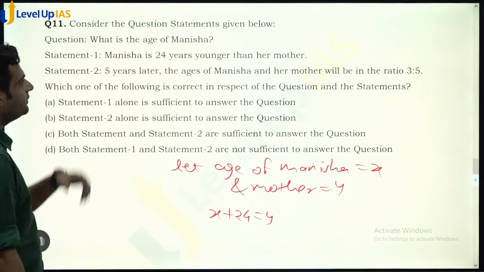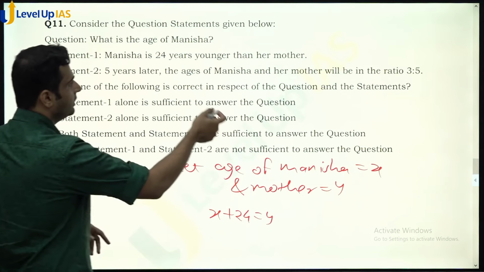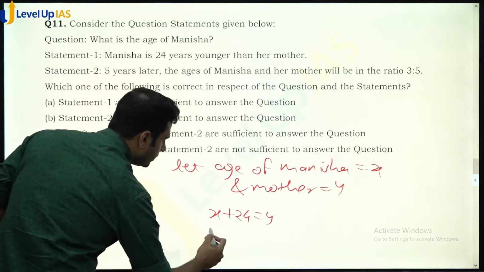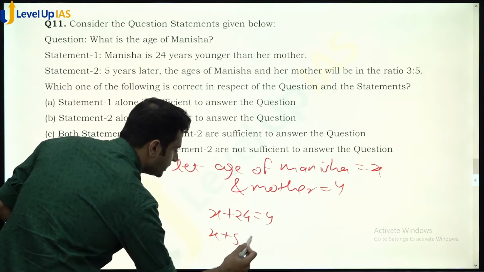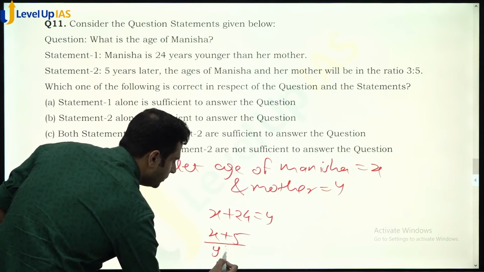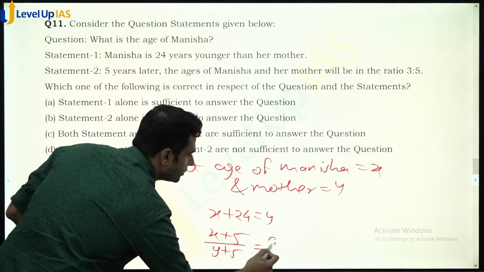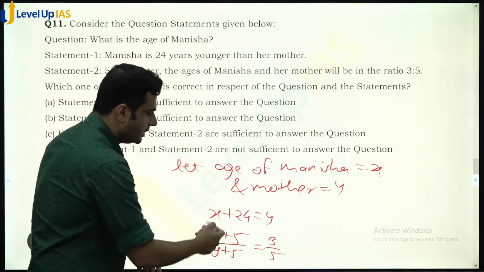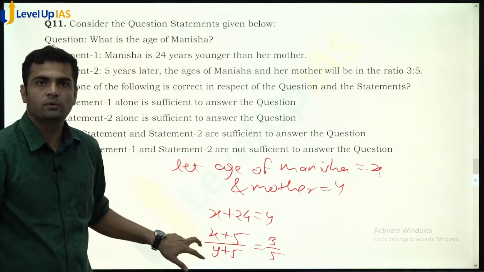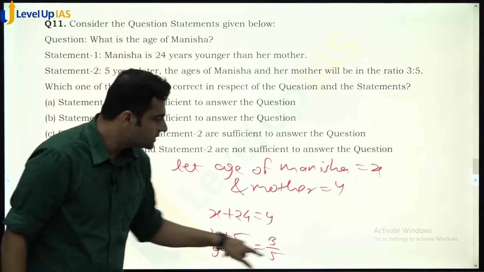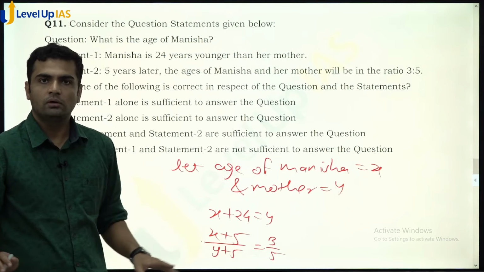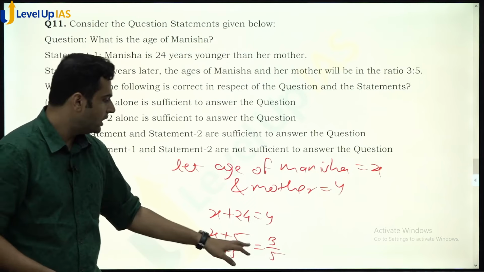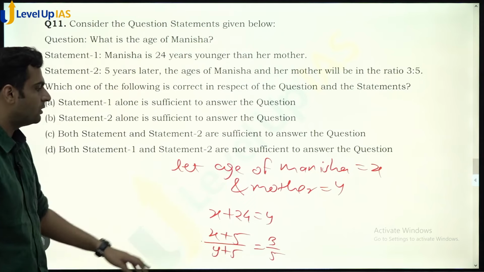Statement 2: 5 years later, the ages of Manisha and her mother will be in this ratio. Ratio is just division. So 5 years later, age of Manisha will be X plus 5, age of mother will be Y plus 5, and they are in the ratio 3:5. Now this is also an equation when you cross multiply. There are two unknowns in this equation, X and Y. So is this equation sufficient? No. To solve two unknowns, we need two equations. One equation can never be sufficient. So this is also not sufficient.